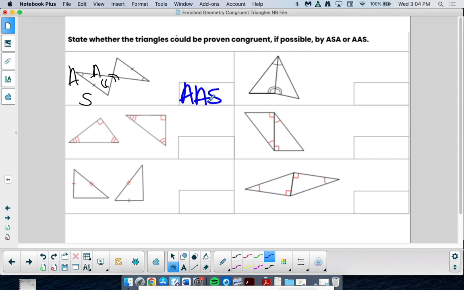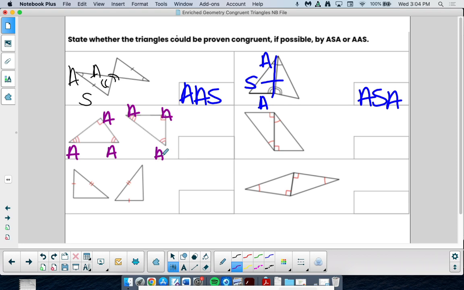All right, next one here. Angle marking, angle marking. Do they share anything? They share that middle side, right here. So that's a side. So angle, side, angle. Next one. Angle marking, angle marking, angle marking. Do you see how those are all angle markings? Is AAA a way to prove triangles congruent? Nope. So you can put not possible, not congruent, whatever your heart wants.